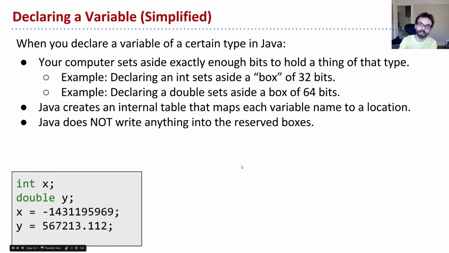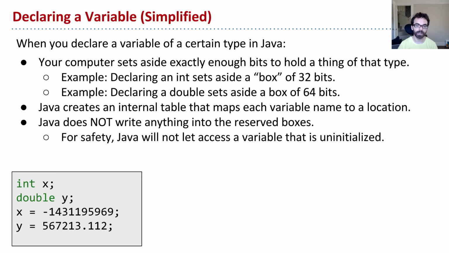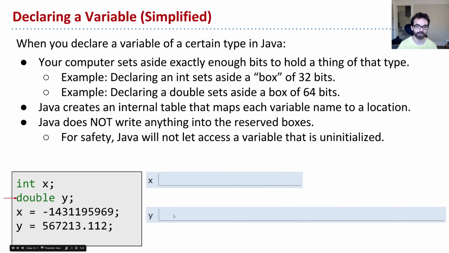It says these get to be x, and it just records, okay, from now on when I see x, I mean this memory. And so if I look at this visually, after running int x, I get a box of 32 bits. And after running double y, I get this box of 64 bits. Now note that I haven't put anything in here. Now there is something in there.